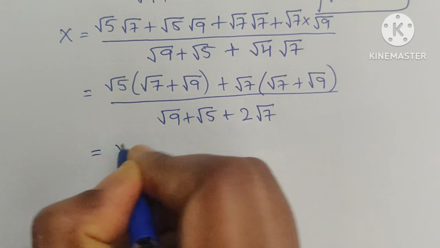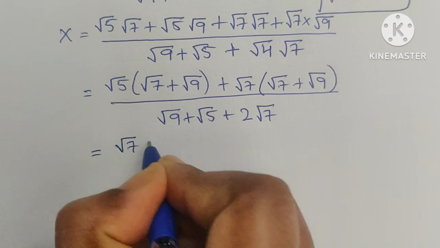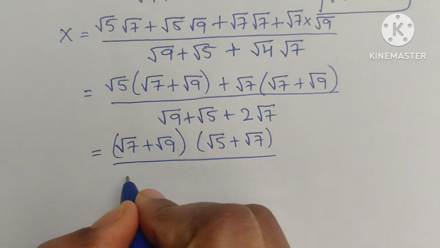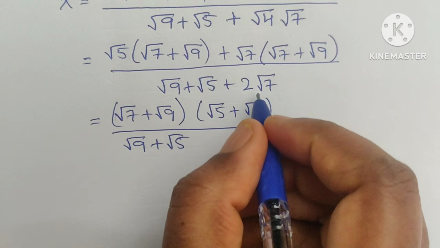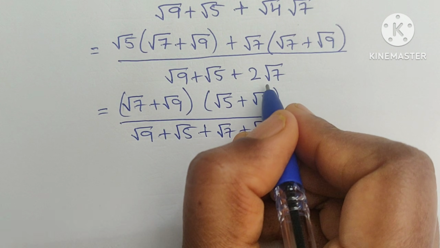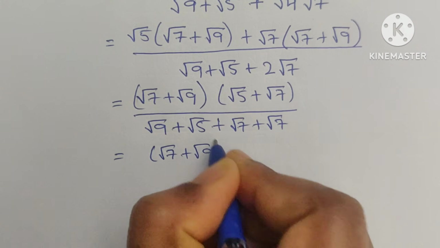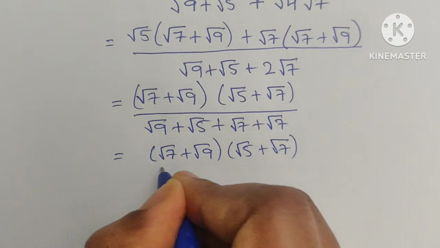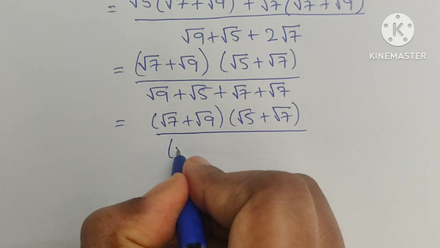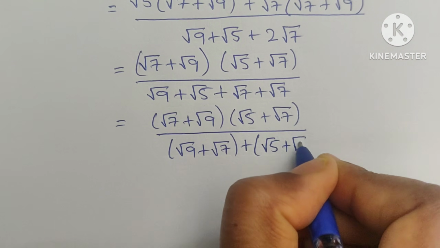Now in these two terms we have a common factor, square root of 7 plus square root of 9. So we can write square root of 7 plus square root of 9 times square root of 5 plus square root of 7, divided by square root of 9 plus square root of 5. And 2 square root of 7 we can write as square root of 7 plus square root of 7. So now, square root of 7 plus square root of 9 times square root of 5 plus square root of 7, divided by square root of 9 plus square root of 7 plus square root of 5 plus square root of 7.